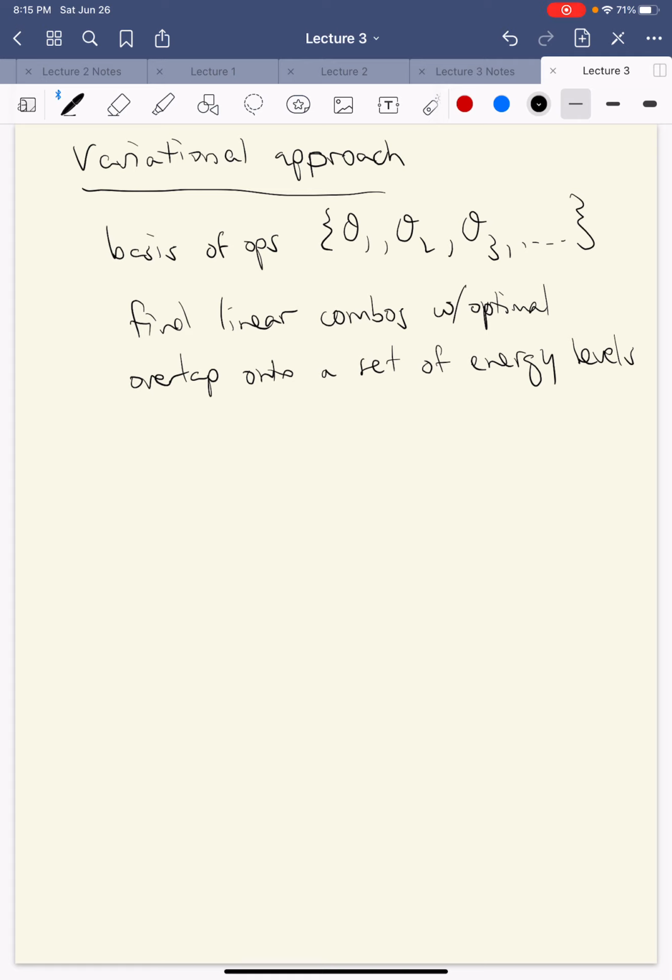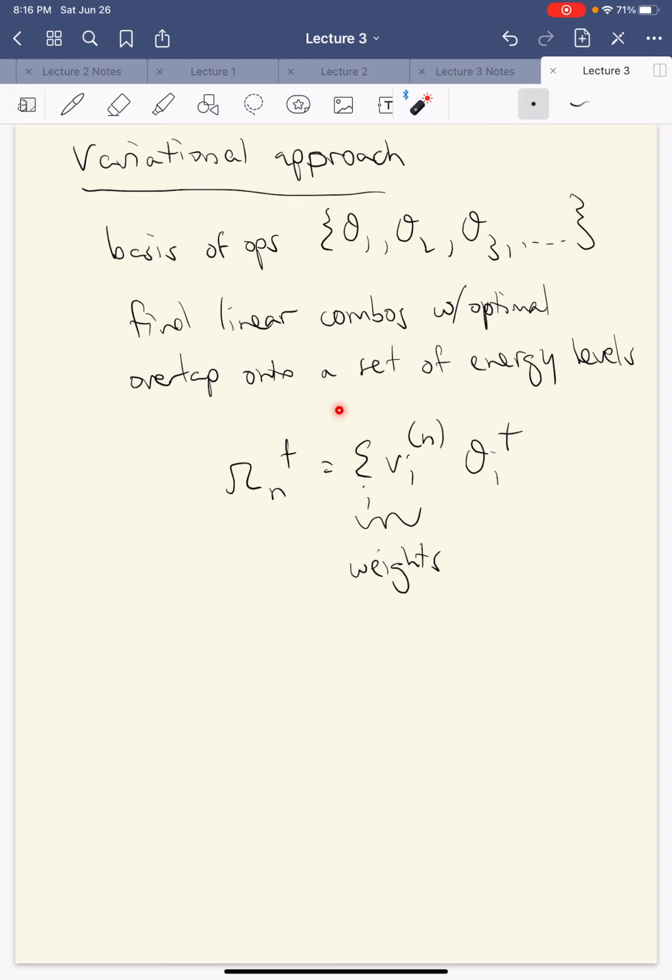So the thing we're looking for is some linear combination. So we want to find the set of weights v_i such that this linear combination given by omega has optimal overlap onto some state n.